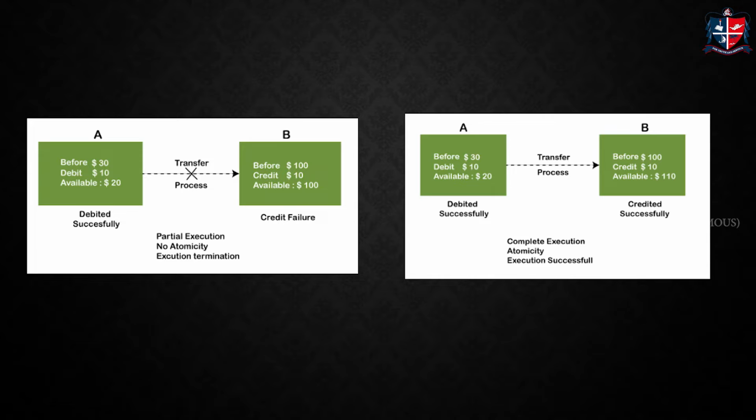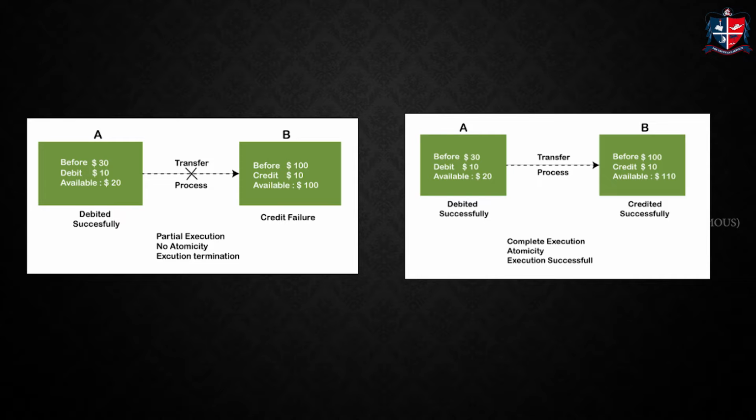As you can see, this is an example of a transaction. I have two accounts, A and B. Before the transaction, A has a value of 30 and B has 100. Suppose I am going to transfer 10 rupees from account A to account B. What will happen? 10 rupees will be debited from account A, and it will be credited to account B.